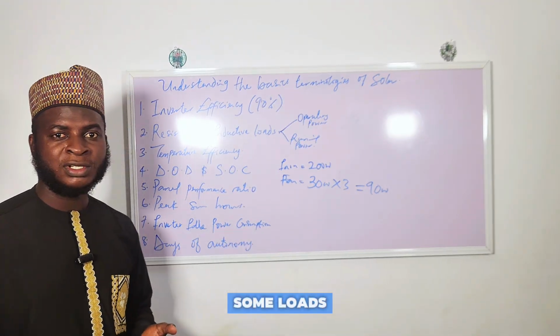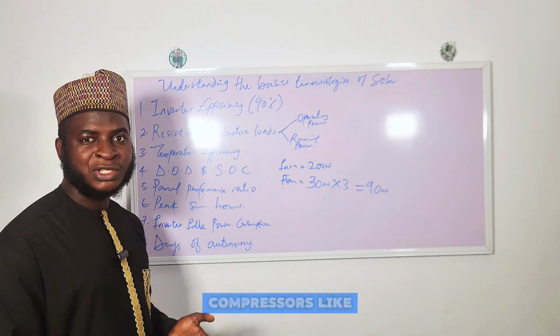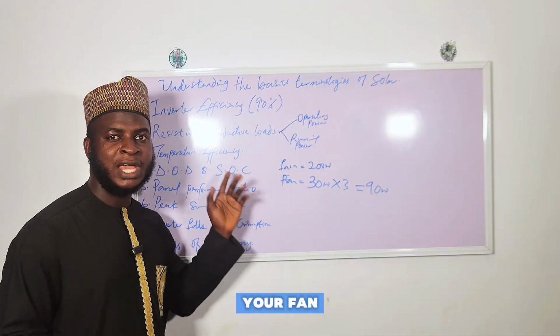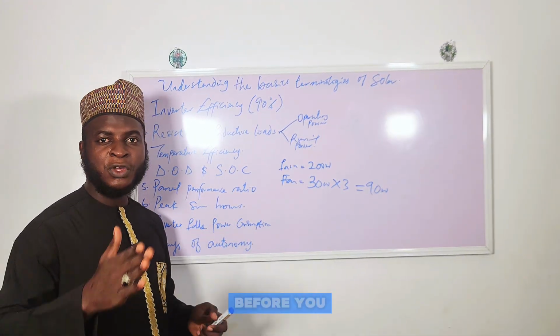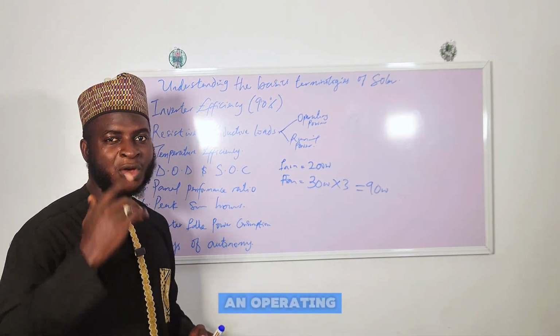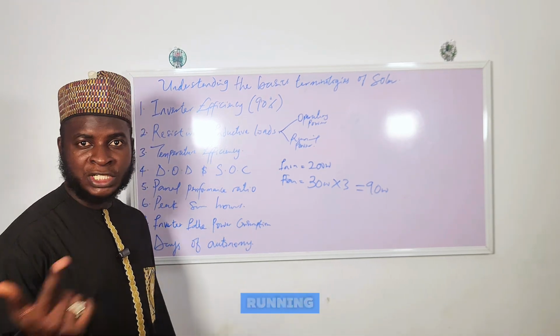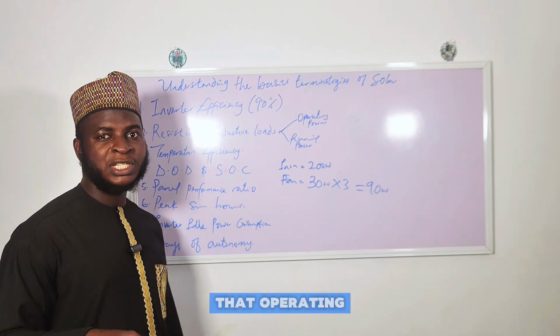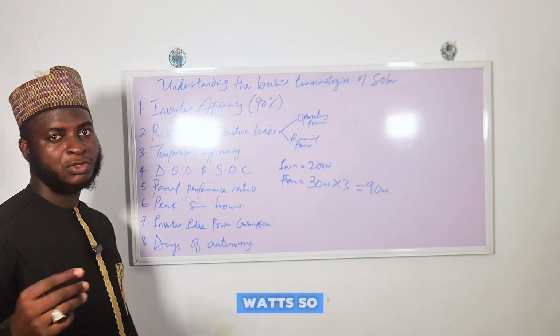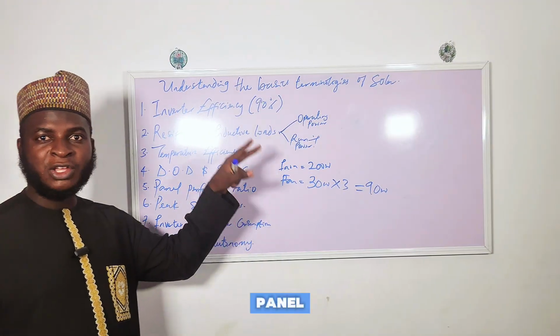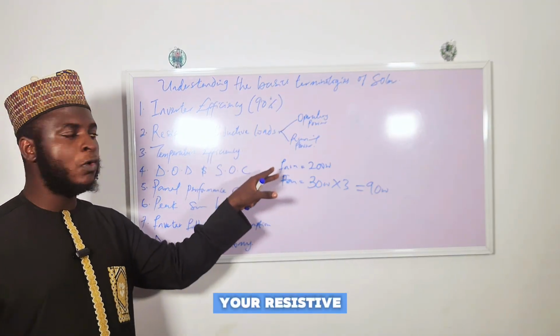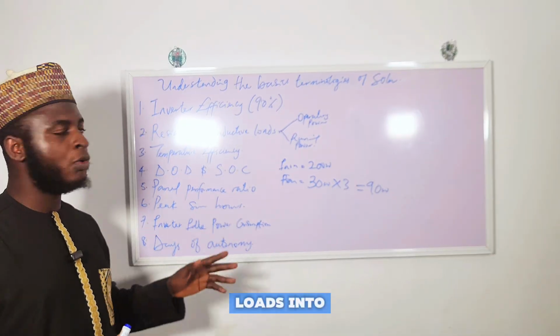While some loads that have coils, that have compressors, like your freezer, your fan, they are inductive loads. These are loads that, before you use them, will start with a higher power. The operating power that is built with them is 100 watts. Before they start running, they will use times 3 of that operating power, which is like 300 watts. So before you size your panel, your battery, you have to take your resistive loads and inductive loads into consideration.